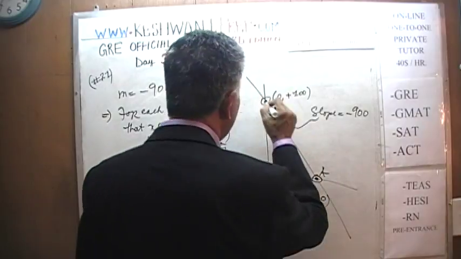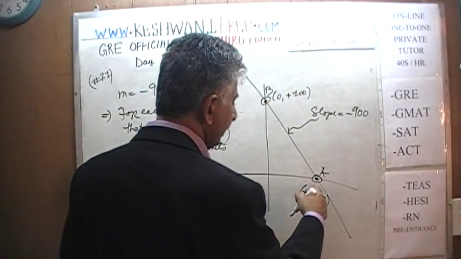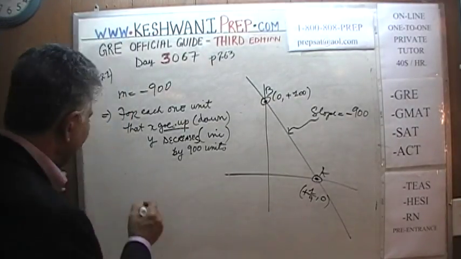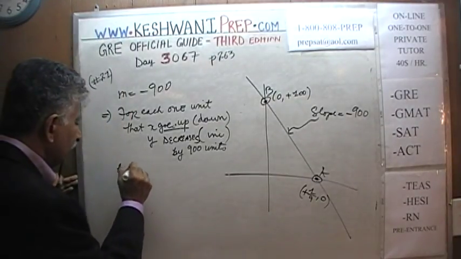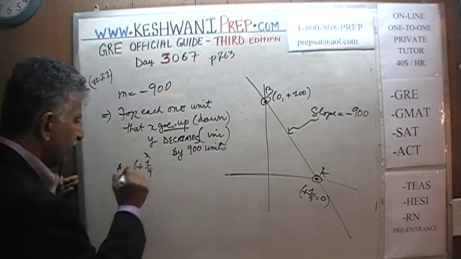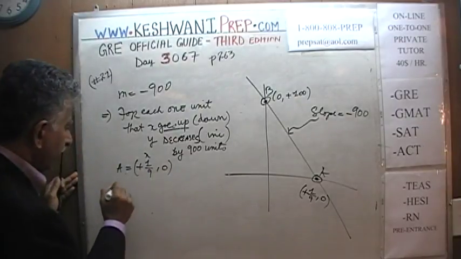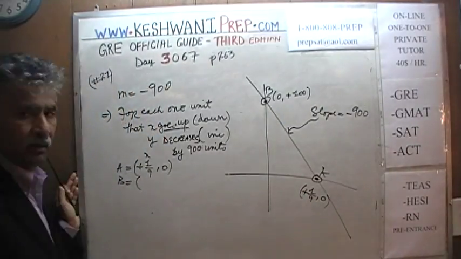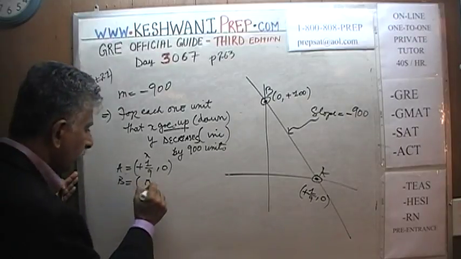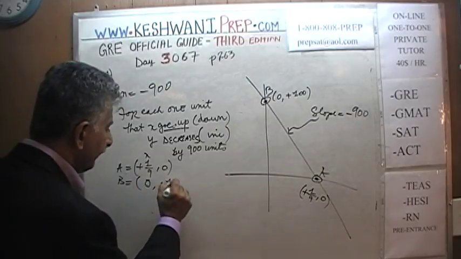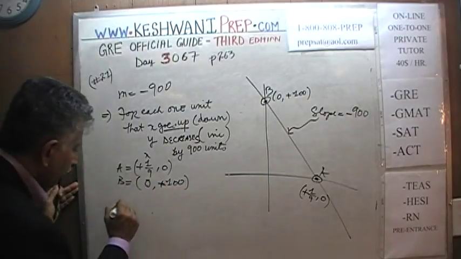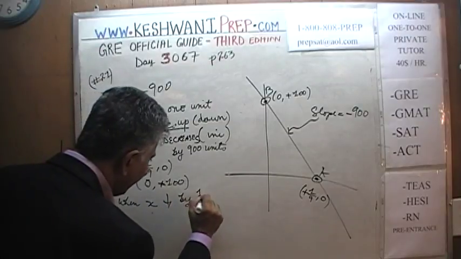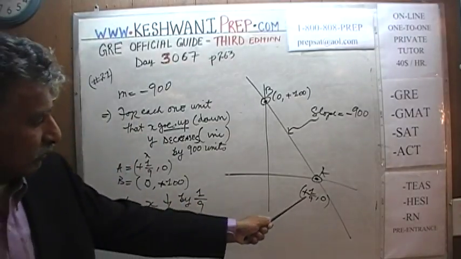Let's call this point A, and let's call this point B. We're gonna begin our journey from A, and we'll go to B, and we'll see what happens. At point A, x is equal to positive 1/9. At point B, what happens to x? x goes from positive 1/9 to 0. And as a result, what happened to the value of y? When x went down by 1/9, you see it's going down from positive 1/9 to 0.